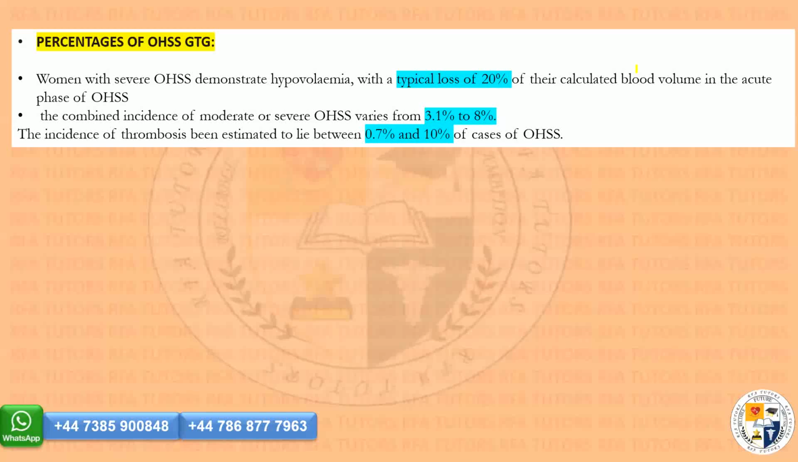Women with severe OHSS demonstrate hypovolemia with a typical loss of 20% of their calculated blood volume in the acute phase. The combined incidence of moderate to severe is about 3.1 to 8%, and the incidence of thrombosis is estimated to lie between 0.7 to 10% of cases of OHSS, right? So what I mean to say is that in the end, make one page of those percentages. Even if you don't understand, by the third go, your percentages would fill up.